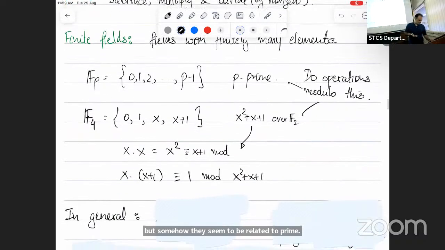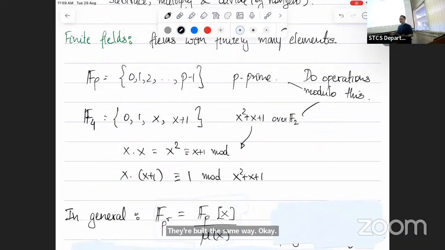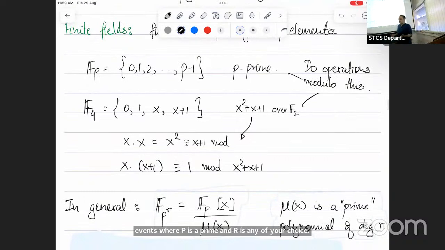Okay. And it turns out that in general, you always have a field of exactly p to the power r elements, where p is a prime and r is any positive integer of your choice. And you build this field in the same way that I just did. You find a polynomial of degree r that is prime, in the sense that it's irreducible, and then do all your operations modulo this polynomial.